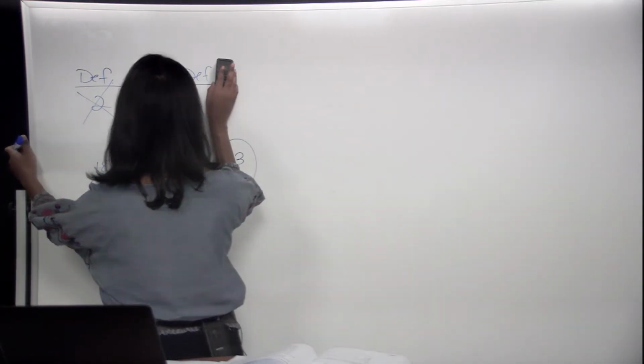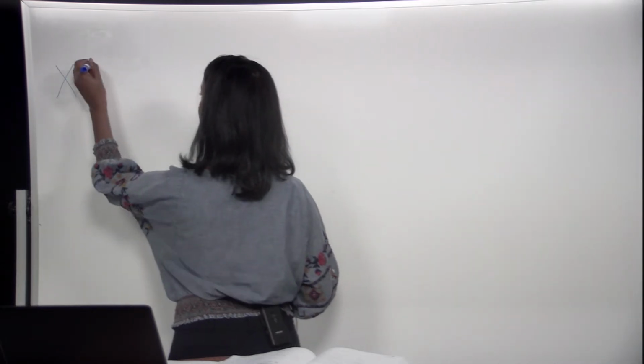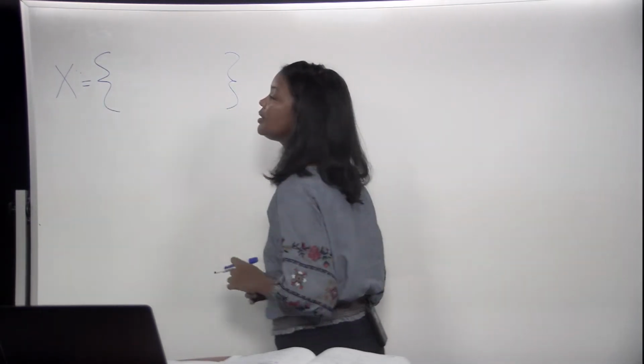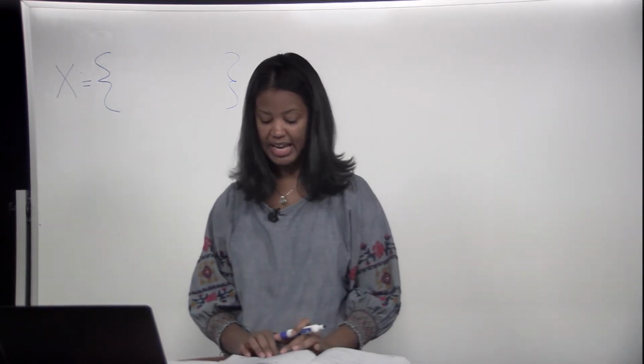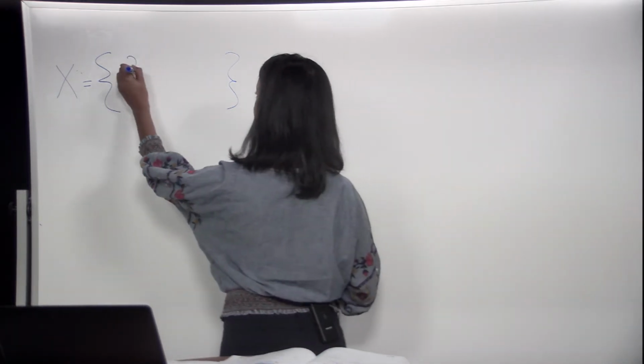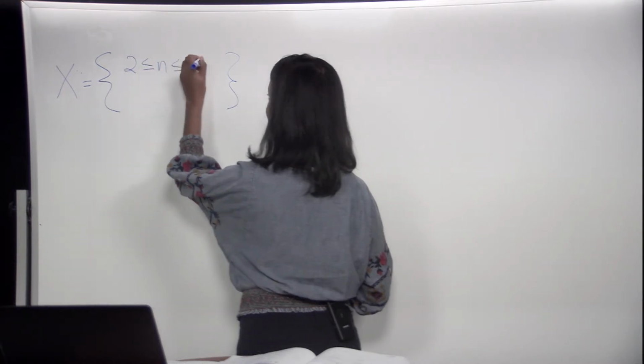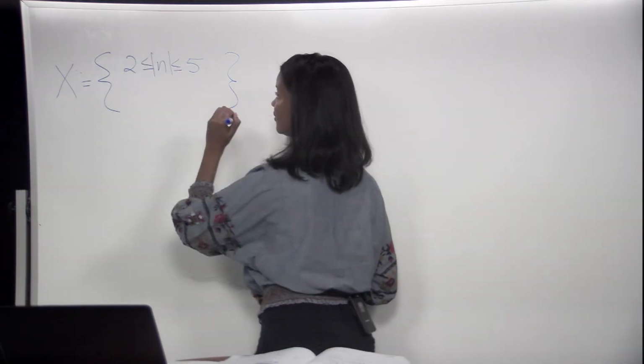All right, this is on page 355, and it's problem number 7. The question starts off by letting us know that X is the set of all integers n. So X is a set, a set of all integers n that satisfy this inequality: 2 is less than or equal to n, which is less than or equal to 5. And n is in the absolute value. I don't want to forget that.